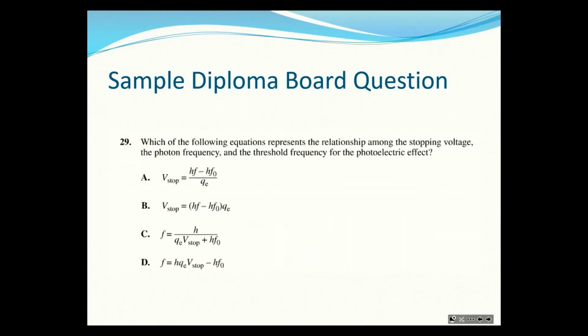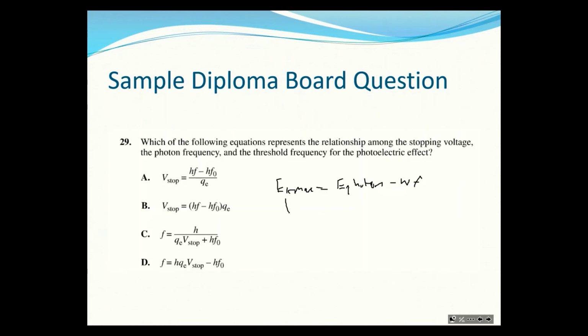Next one. Which of the following equations represents the relationship among the stopping voltage, the photon frequency, and the threshold frequency for a photoelectric surface? So this is just asking you to take this EK max equals the energy of our photon minus our work function. So we're taking this formula and we're breaking it down.